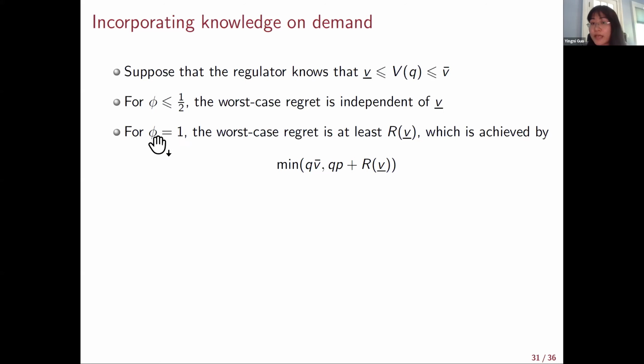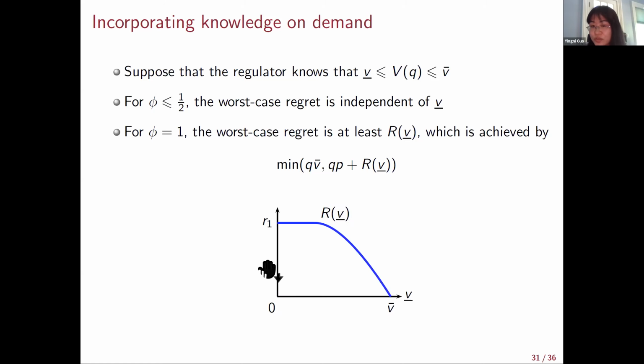But if phi is equal to 1, the regulator cares about efficiency, then this information is very valuable. If I know V is very close to V upper bar, I essentially know the demand function. I can make sure that the firm gets enough revenue so that the firm doesn't underproduce.